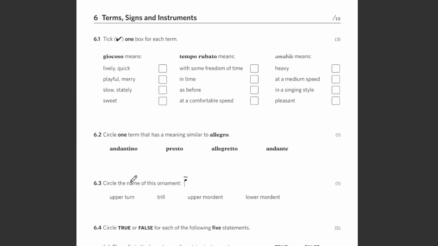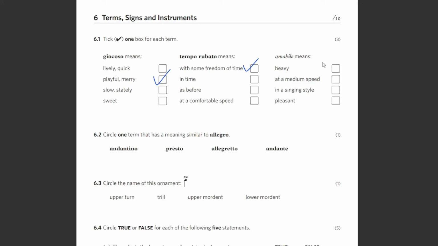Next, let's move on to section 6, which is on terms, signs, and instruments. So for grade 4 compared to grade 3, you have these instruments as well as the signs and ornaments that are being introduced into the syllabus. Okay, so now let's take a look at this. For the terms, basically just memorize. Giocoso simply means playful and merry. Tempo rubato means with some freedom of time.